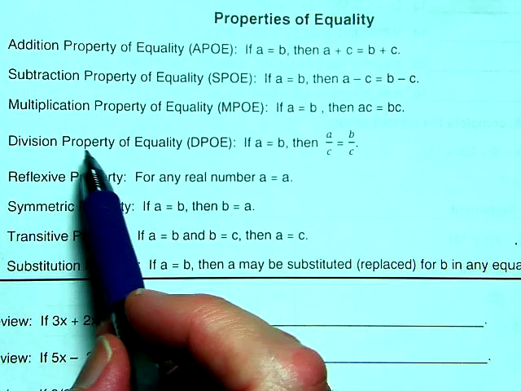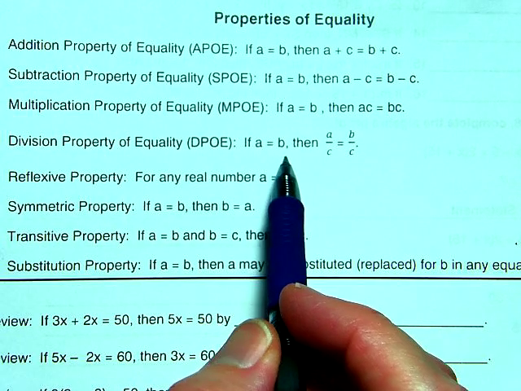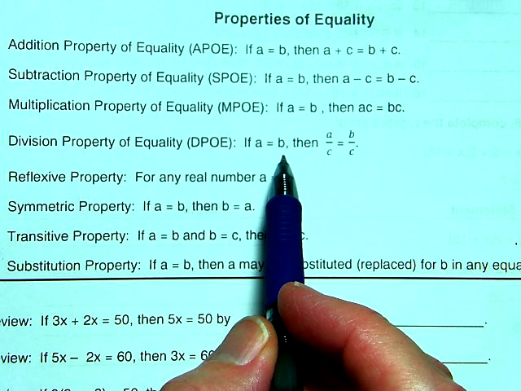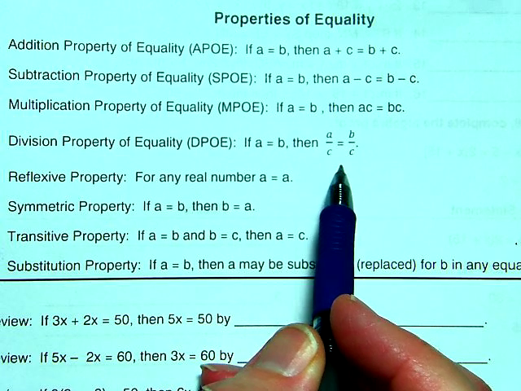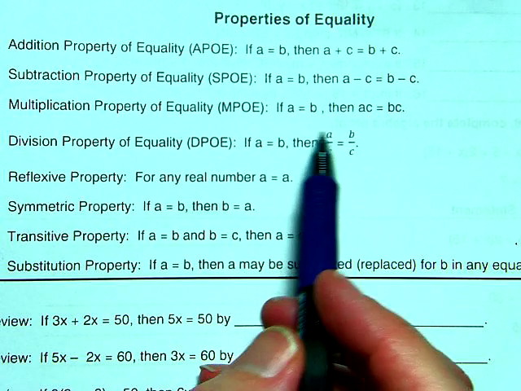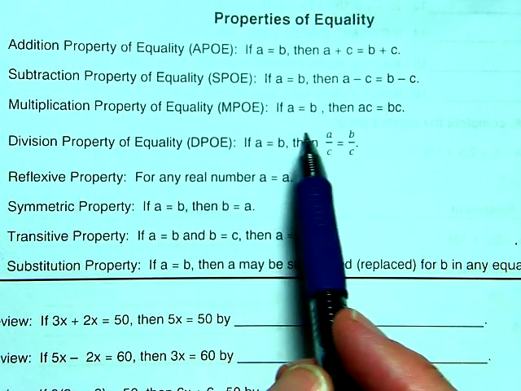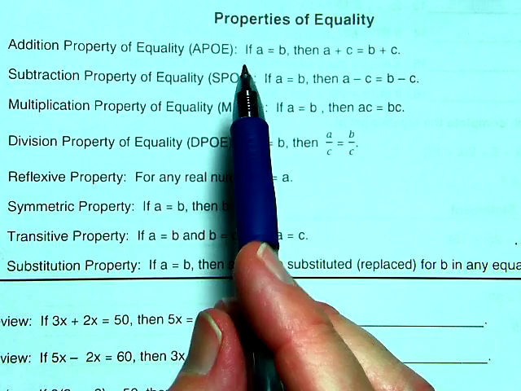And the division property of equality, or DPOE, starts from a equaling b, and then says that if you divide both sides of the equation by the same number, you end up with an equality. A divided by c equals b divided by c. These should all be very, very familiar to you. You've used them many times when you've solved equations, and you've gotten very good at solving equations using these.